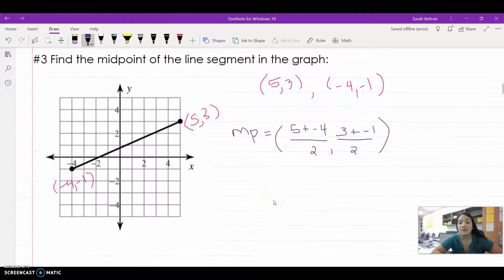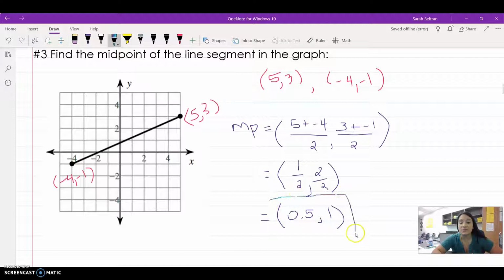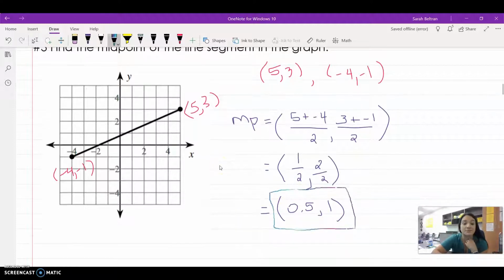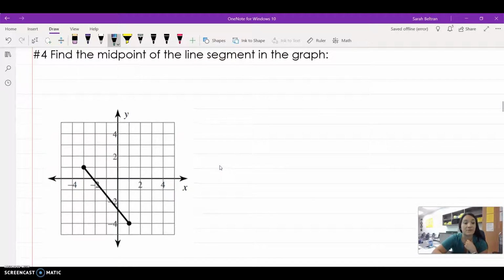All right, let's go ahead and simplify that. 5 plus negative 4 is just 1 divided by 2, comma, 3 plus negative 1, that's 2 over 2. We simplify that a little bit further, and we get 0.5, comma, 1. All right, that's our final answer. So that's how you would do it from a graph. Same concept, just you have to be able to identify points. This next example is for you to do. Go for it.